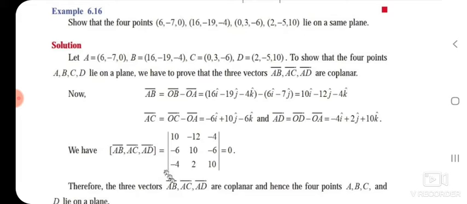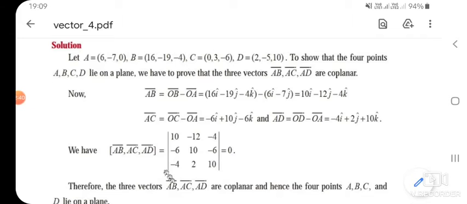And vector AC is OC minus OA, which is equal to minus 6i plus 10j minus 6k. How? Because vector C is 0, 3, minus 6, minus 6, minus 7, 0. It gives minus 6i plus 10j minus 6k. Vector AD is equal to OD minus OA, which is minus 4i plus 2j plus 10k.